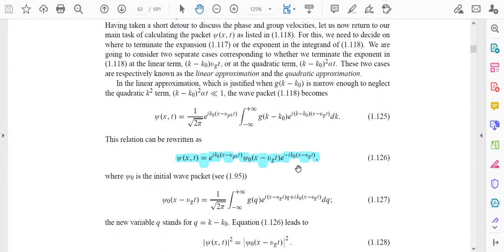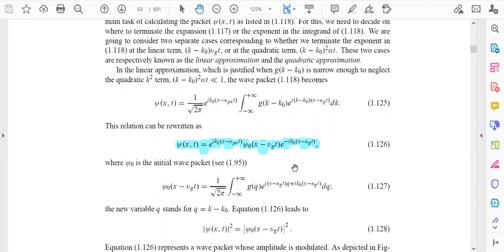Thus by incorporating the term psi 0 x minus vgt, we can rewrite the equation given in 1.125 in this fashion. So this is the new expression of psi xt, and we have assumed that small q is equal to k minus k0. Here you see that there is dq, and here is q. So what is q? q is actually k minus k0.